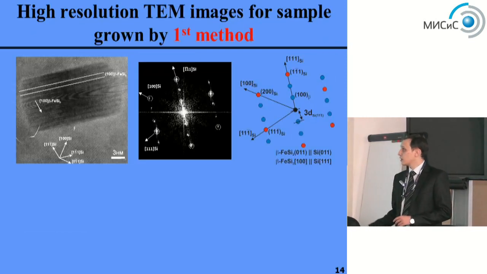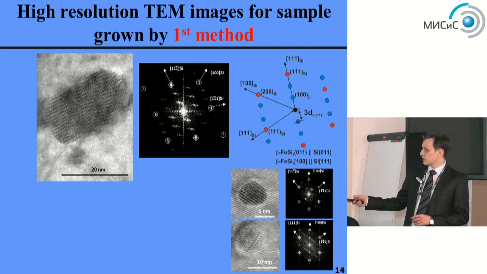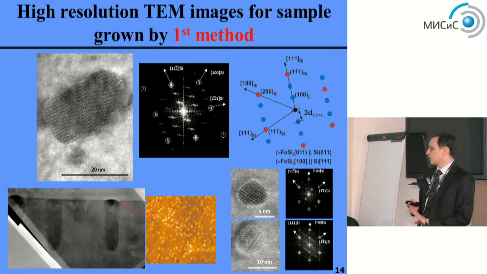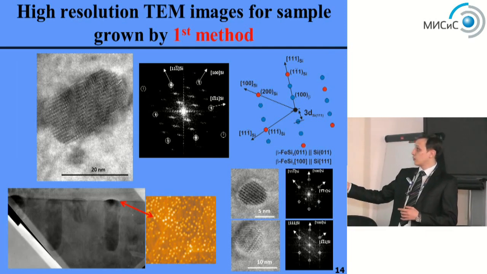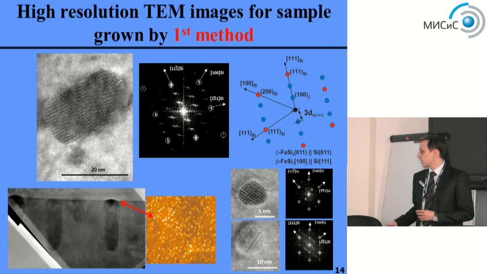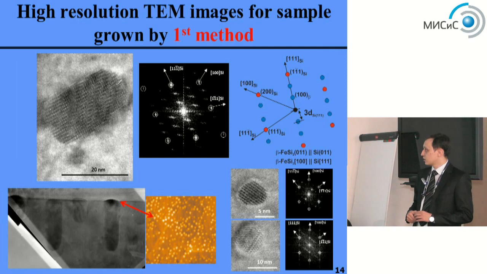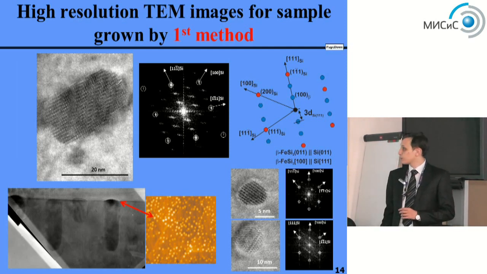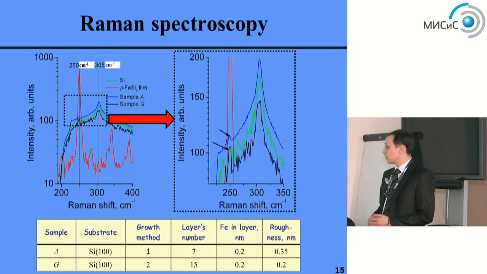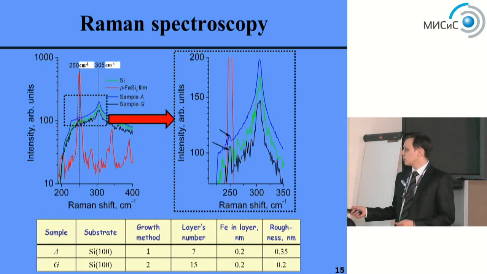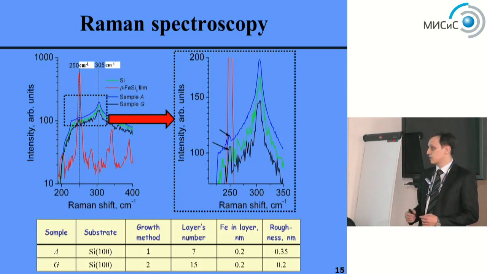And you can see that our sample did not have some disorientation, elastically matched between the silicon matrix and silicide. Some silicide, also with smaller sizes. These are high resolution transmission electron microscopy pictures. And we also investigate Raman spectra. And in the Raman spectra, we see that we obtain some contribution from iron disilicide.